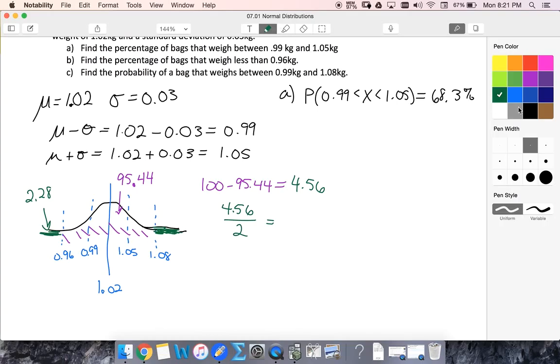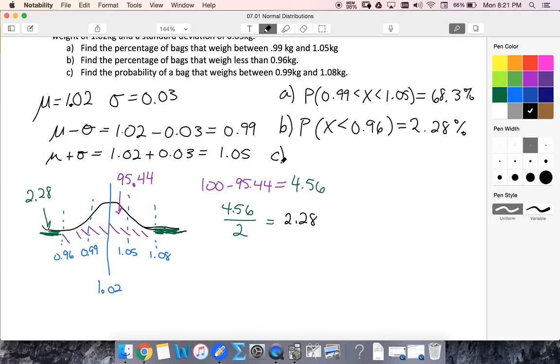So I'm going to write it in terms of my probability notation. Probability that my bags are less than 0.96, that's 2.28%, because it's half of what's left over, because the graph is symmetric.